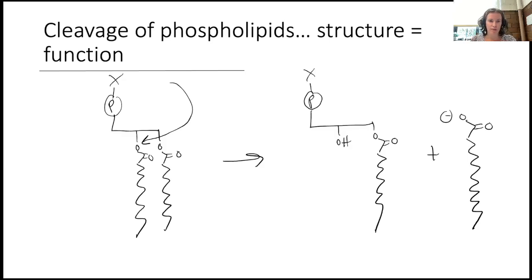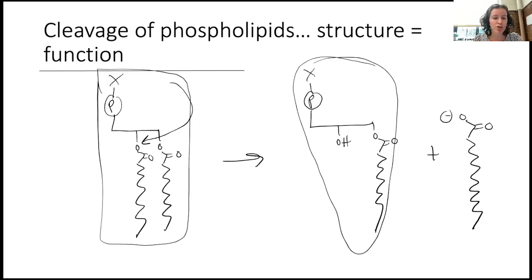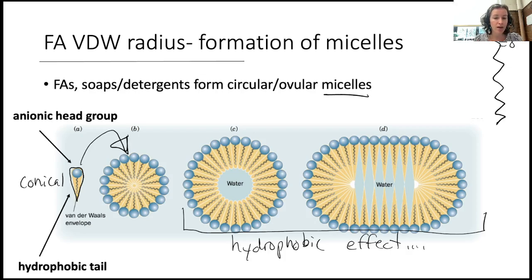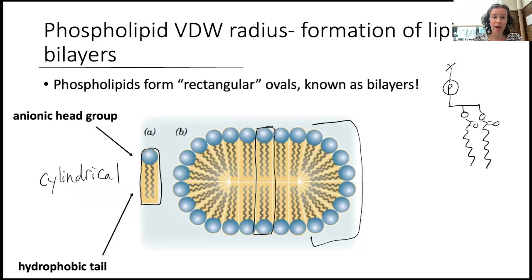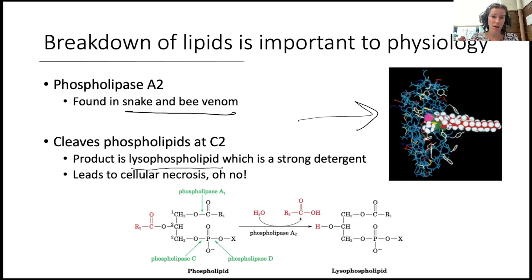So what's the structure-function relationship here, folks? We went from this lipid that is a phospholipid with two tails to a lipid now that is a phospholipid with a single tail. The van der Waals radius has changed, and it's gone from something that is mostly cylindrical to a van der Waals radius that is mostly conical. Now, if we think way back to the slide where I showed you the different structures that fatty acids make compared to bilayers, you can see that changing a phospholipid in this way is going to result in a structural change for the lipid bilayer. And this is why snake venom is so bad.